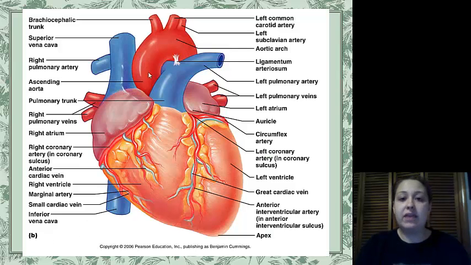Again, we can see our aortic arch here. And again, we see our brachiocephalic trunk, our left common carotid artery, and then our left subclavian artery.